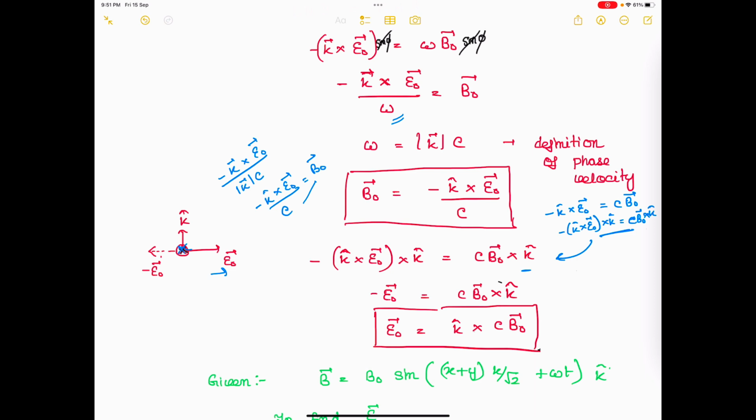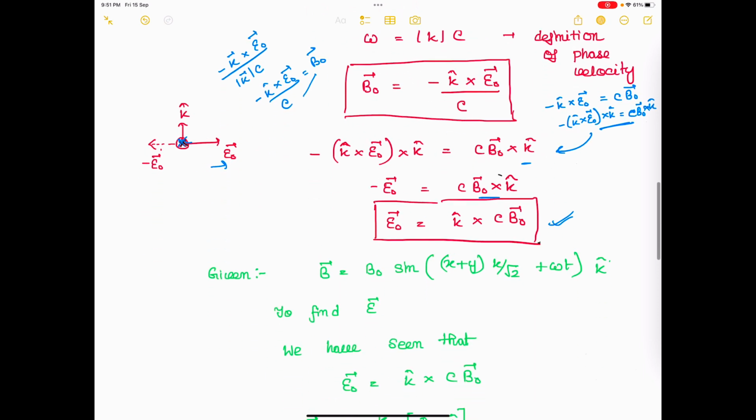That becomes simple. This minus sign I will replace and I will just interchange the right hand side product. Instead of C B naught cross K cap, I am writing K cap cross C B naught, and this minus sign dissolves. Therefore E naught becomes K cap cross C B naught, which is what we require because we need to find out E naught given B naught. So B naught is already given, we need to find out E naught based on this expression.